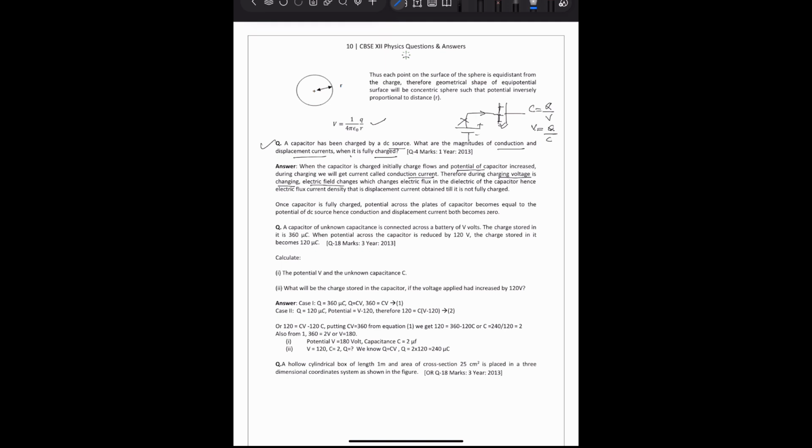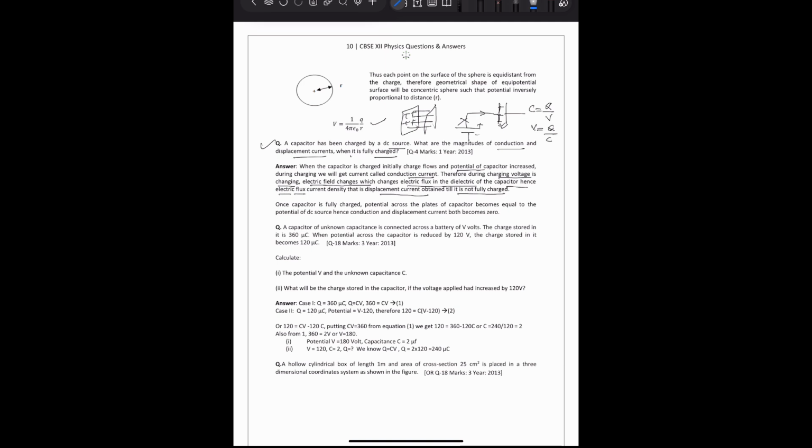Now the electric field changes during the charging, and the electric flux in the dielectric of the capacitor also changes. So what is electric flux? From the positive plate to the negative plate, the imaginary lines of force will cut. This electrostatic force per unit area is called electric flux. So the electric flux current density, that is the displacement current, is obtained till it is fully charged.